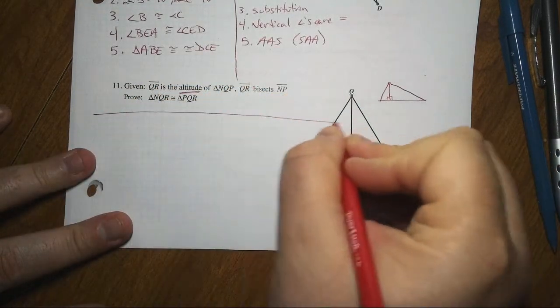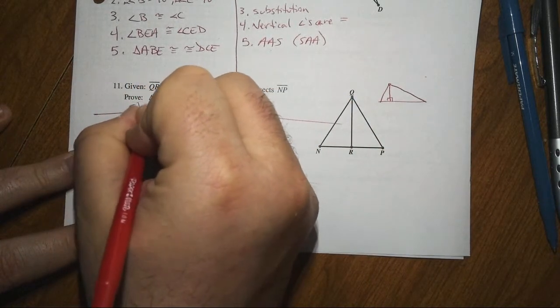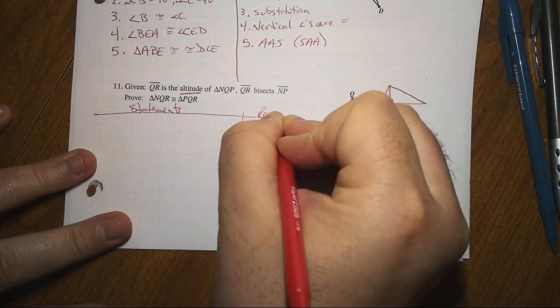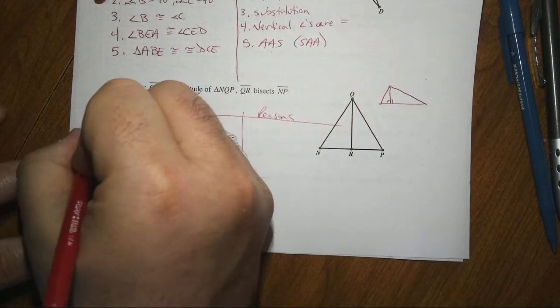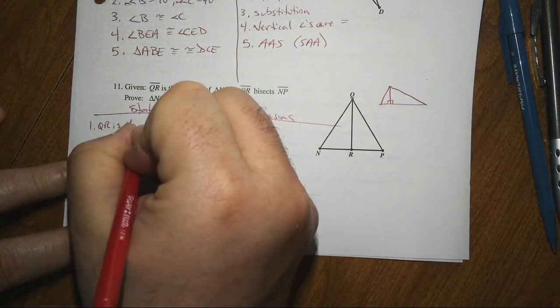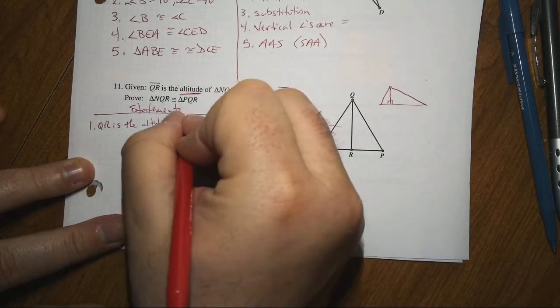So once again, doing the chi chart here. Okay, statements, reasons. Please make sure you're doing statements and reasons on the top. I don't want to have to deduct points because you're not setting up your proof correctly here.